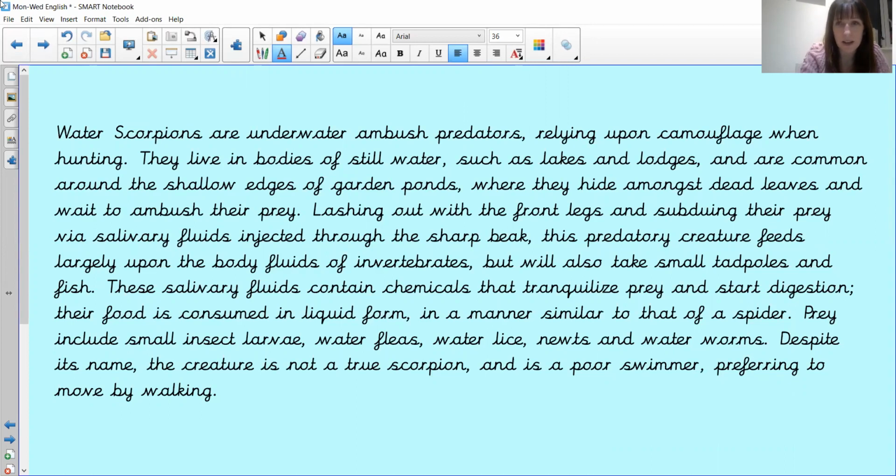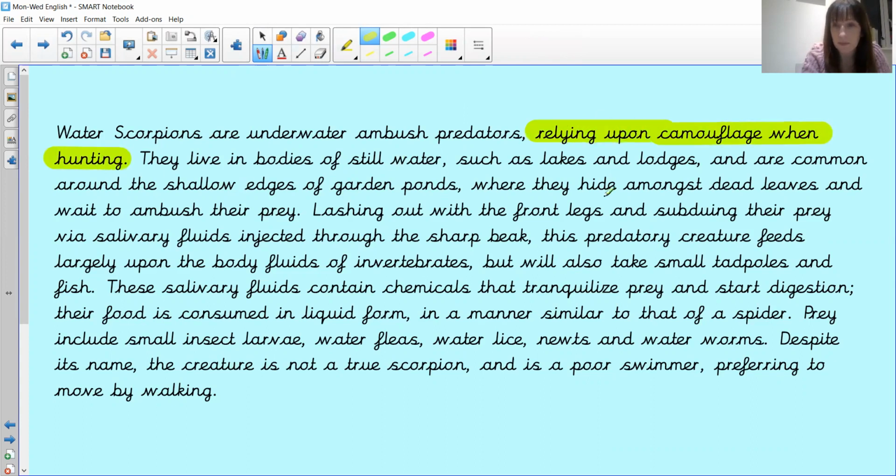Okay, so hopefully you spotted lots of words and phrases there that told us what the animal eats and how it eats. So this is how it eats, isn't it? Relying upon camouflage when hunting. They hide amongst dead leaves and they wait to ambush their prey. That's how they eat, okay? We don't know what they eat yet, but already I want to know. I want to read more about this creature. It's piqued my interest.